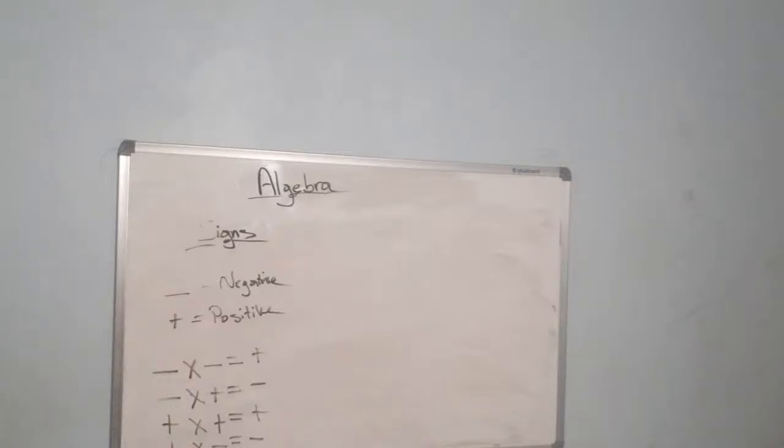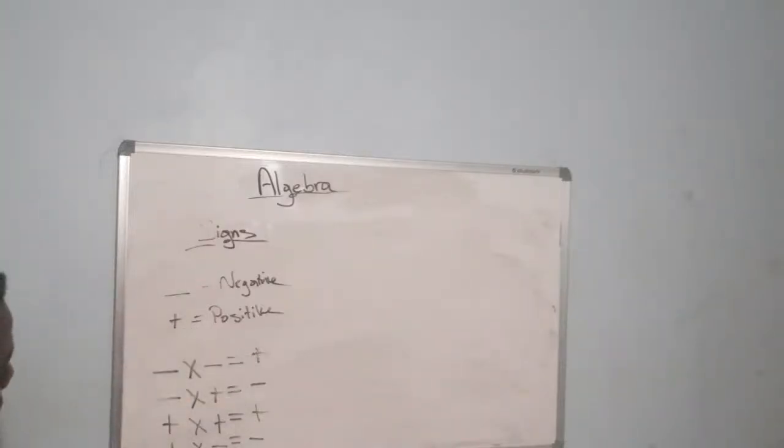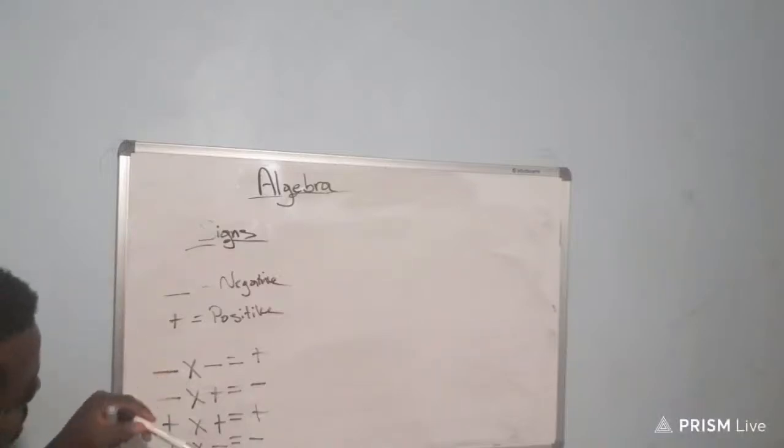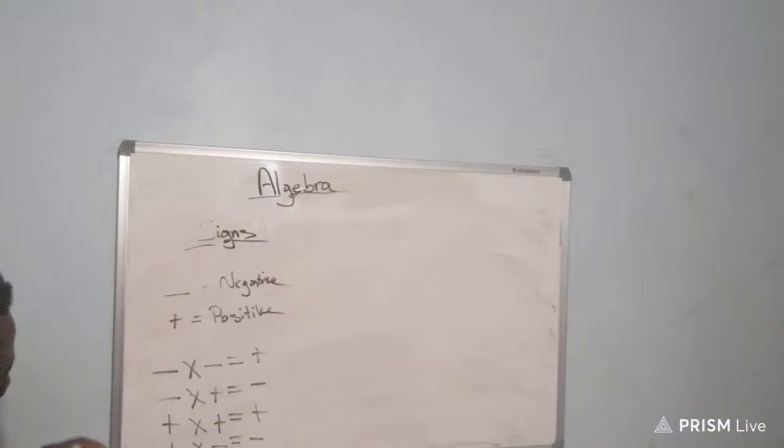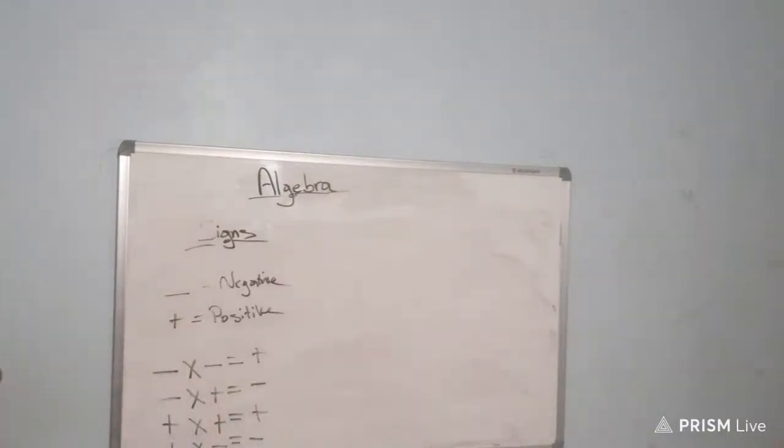Alright? So negative times negative is equal to a positive answer. Negative times a positive will result in a negative answer. And a positive multiplied by a positive is equal to a positive. And a positive times a negative is also a negative result. Alright? So we're going to scratch down a few examples here to see if we can get a full understanding of this.